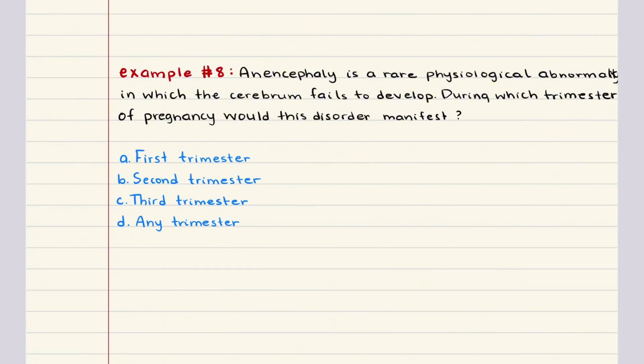Because of how early this step occurs, any disruption in neural tube closure must happen in the first trimester, well before the fetus even begins to resemble a recognizable human form.